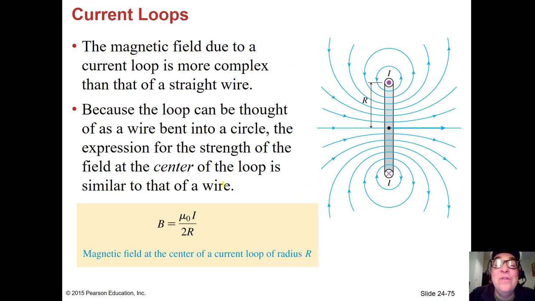Now, if you have a current loop, the magnetic field right in the center is mu 0 I. This is the same mu 0 we had before. So mu 0 I divided by 2r. And that's the magnetic field right in the center of a current loop. Same thing, you get the direction of the magnetic field from the right-hand rule that we did before, and you get the magnitude right in the center from this formula, where r is the radius of the loop. Okay, so that's the second scenario where you can calculate the magnetic field.